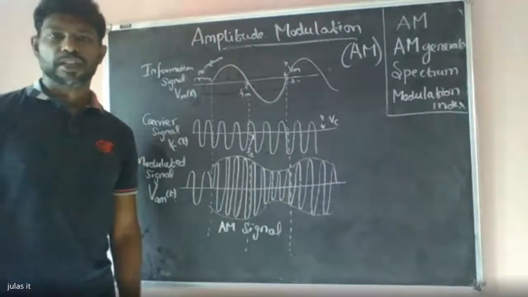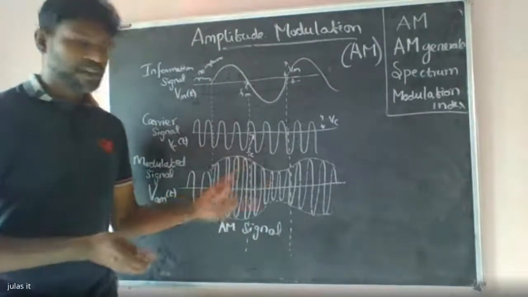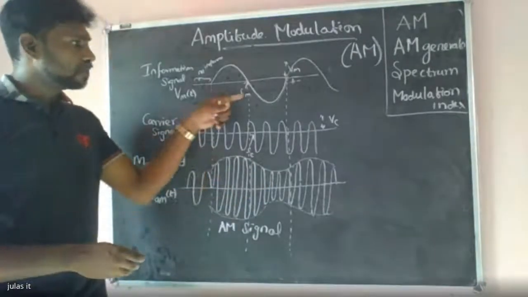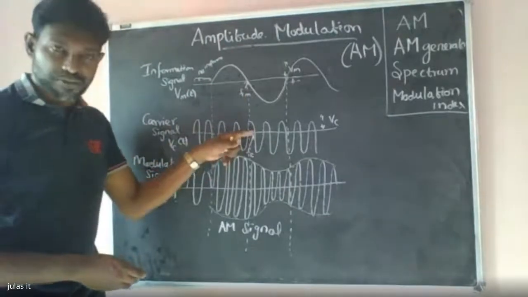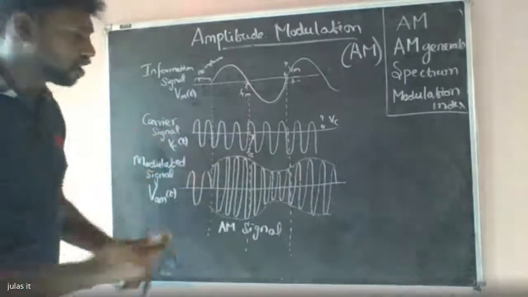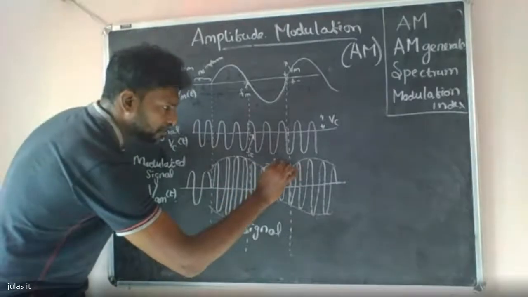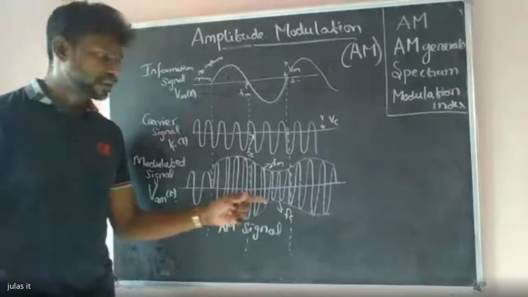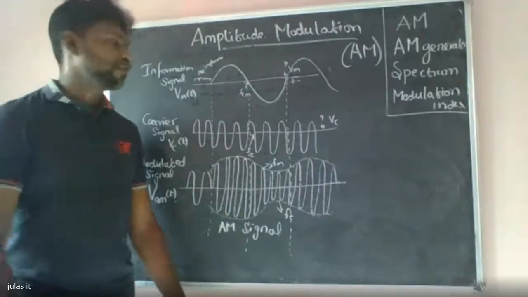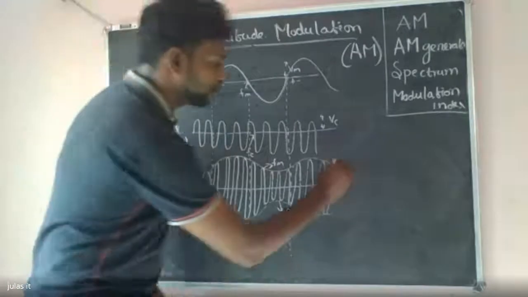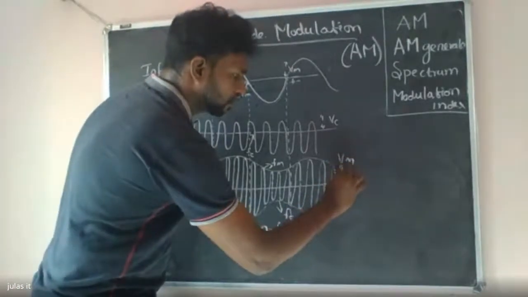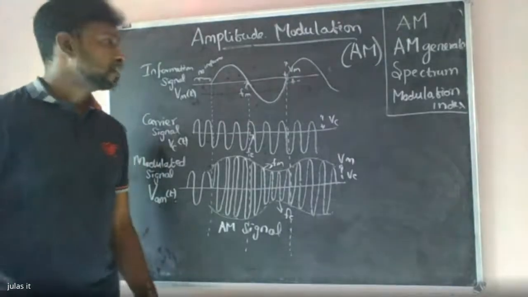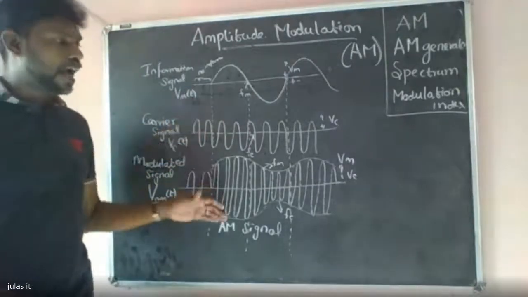So what components are present here? First, when you see, here we have Fm. Here we have Fc. So what about here? We have both the components. We have Fm and we have Fc. Both the frequency components are present here at the same time. We have Vm as well as Vc. Both the components are present here. So this is called amplitude modulation.